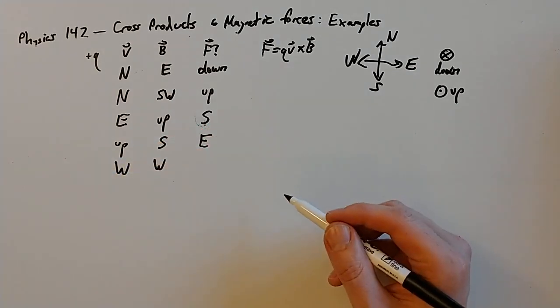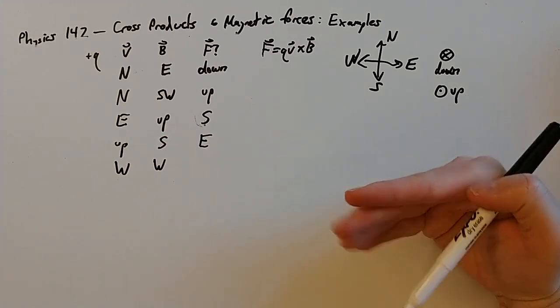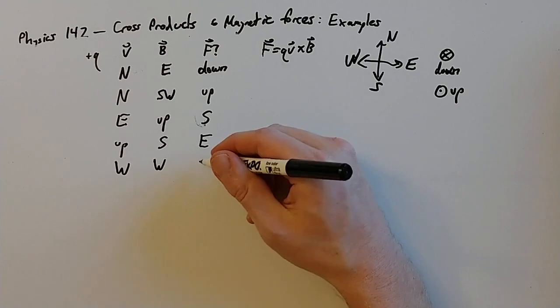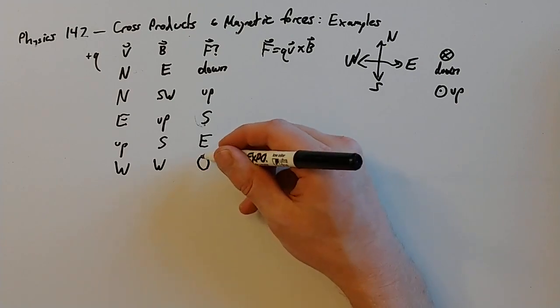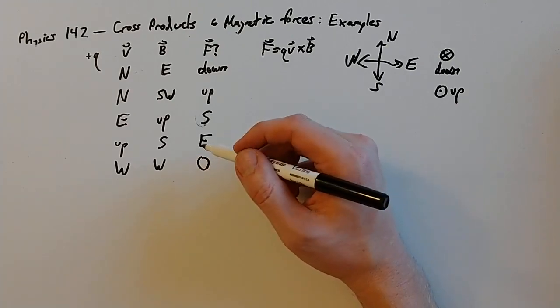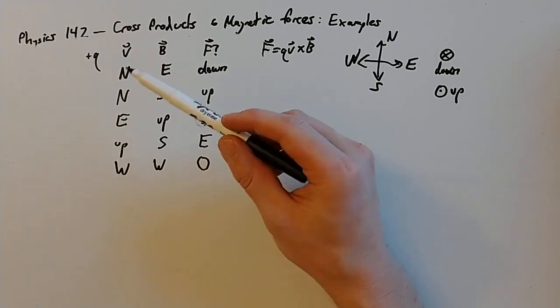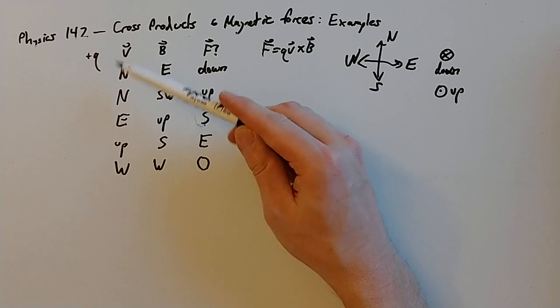What's the answer going to be? Well, if one is west and the other is west, the angle between them is 0. So that means you actually get no force if they're in the same direction. Now, I should note that if you instead had a negative charge, that flips things over.